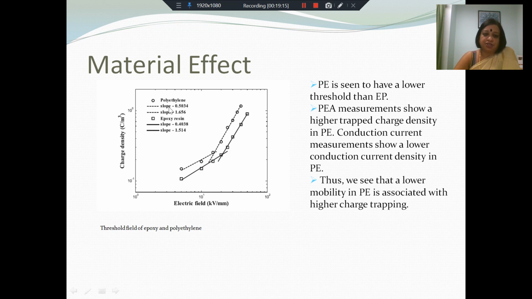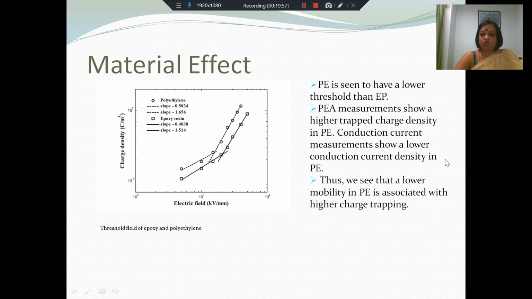We compare two materials, epoxy and polyethylene, and it is seen that polyethylene has a lower threshold than epoxy, which means that polyethylene will be more likely to age at the same electric field, and therefore it will have a smaller life. PEA measurements, which I have not shown here, show a higher trapped charge density in polyethylene. That makes sense. If charge begins to accumulate at a lower voltage, it makes sense that you will accumulate more and more charge, but this is not always true. Later, when we talk about nanodielectrics, you will see that nanodielectrics have a lower threshold field, but beyond the threshold field, charge density is lower.